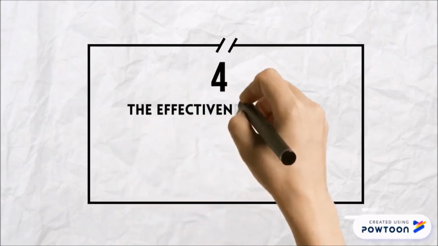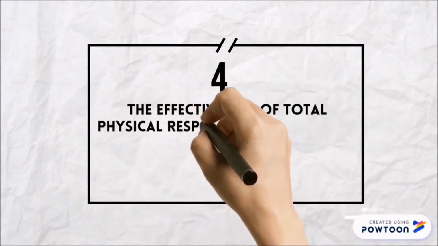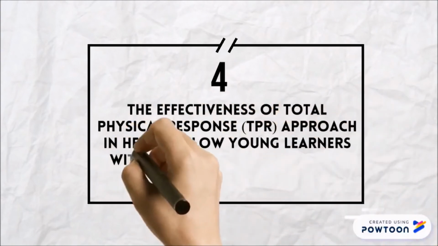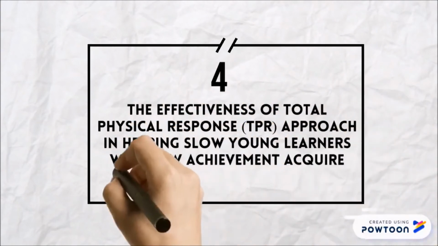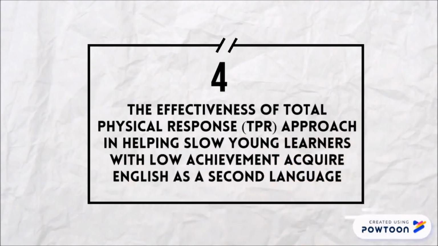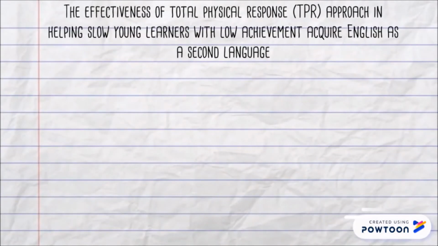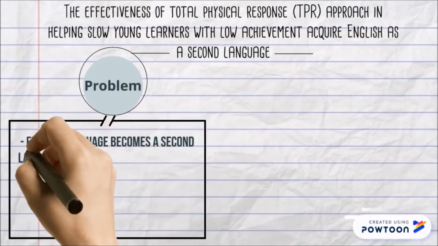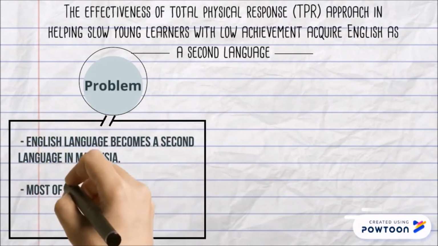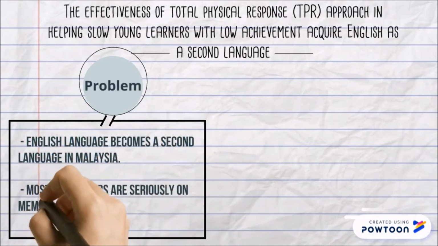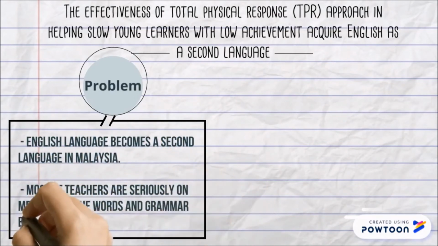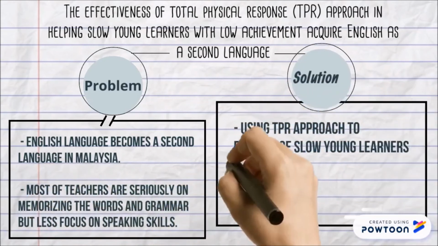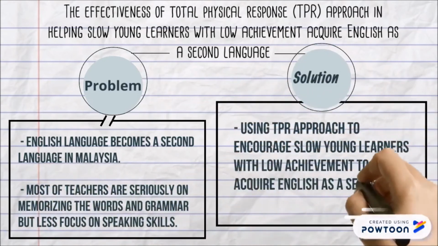The effectiveness of total physical response approach in helping slow young learners with low achievement acquire English as a second language. The problem of this research is English language becomes a second language in Malaysia, and most teachers are seriously focused on memorizing the words and grammar, but less focused on speaking skills. The solution of this research is using total physical response approach to encourage slow young learners.